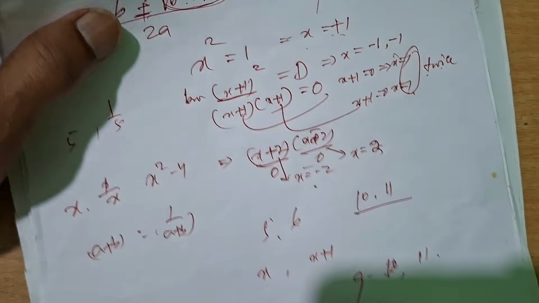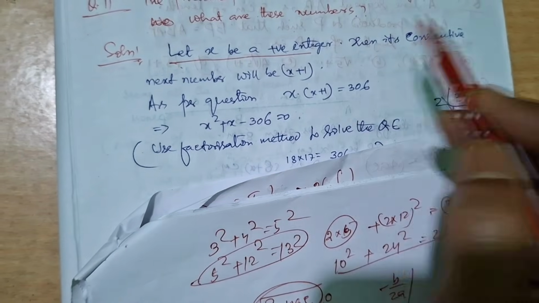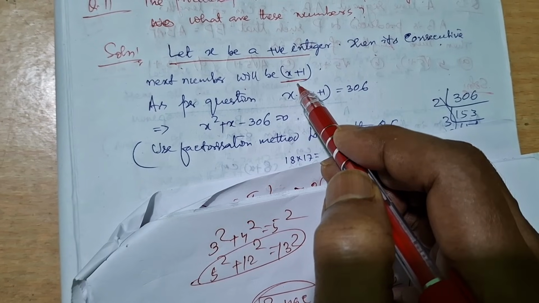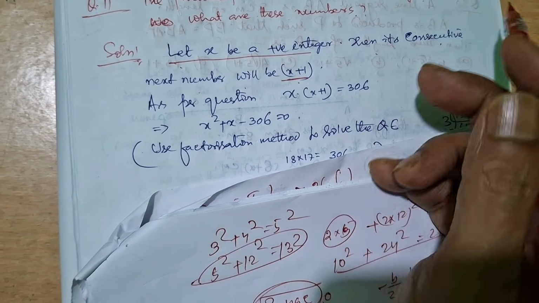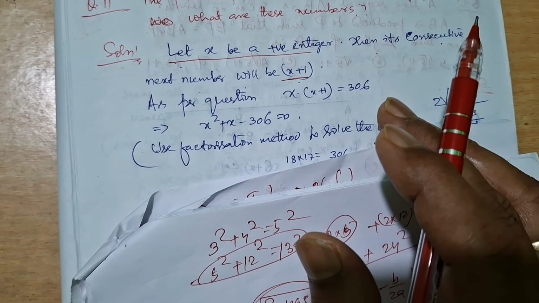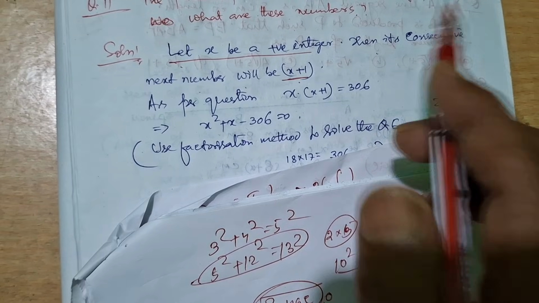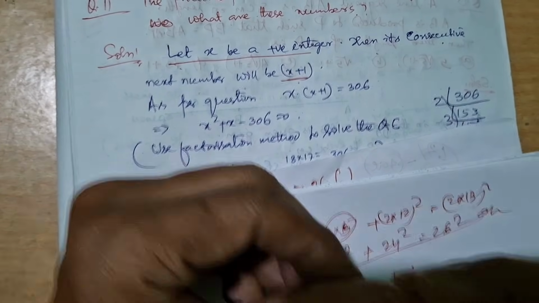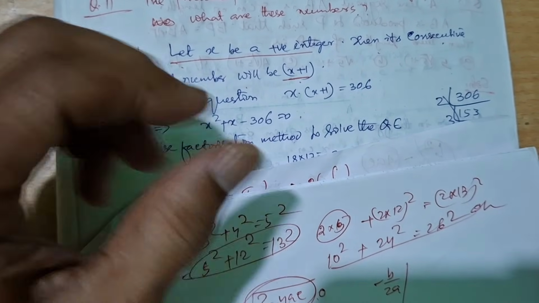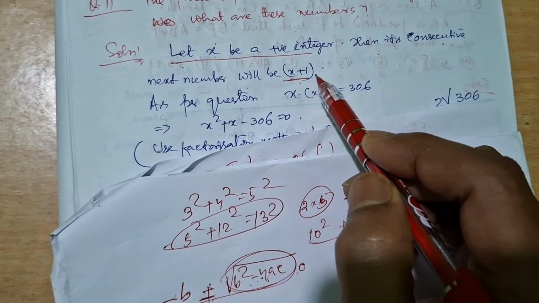So for simplification, let x be the positive integer. Then its consecutive next number will be x plus 1. If you take an explanation, there is no problem. But generally, if someone asks you the next consecutive number of 10, it will be 11. But if someone asks what the consecutive number of 10 is, maybe 9, maybe 11. But by tradition, if it is given x, you take x plus 1.